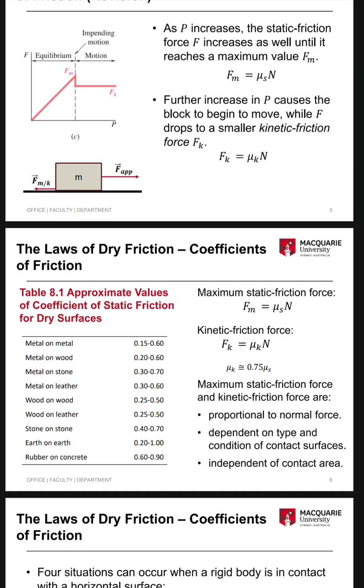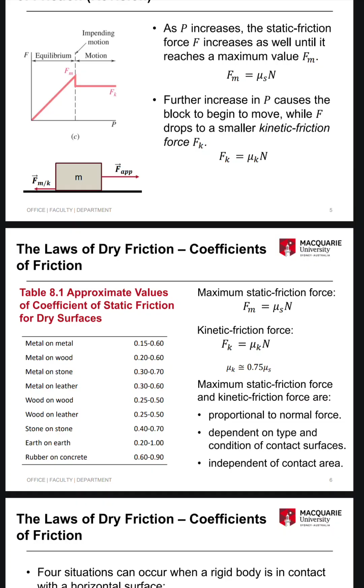The laws of dry friction, coefficients of friction. We can check the approximate values of coefficient of static friction for dry surfaces: metal on metal 0.15 to 0.6, metal on wood 0.2 to 0.6, metal on stone 0.37, metal on leather 0.36, wood on wood 0.25 to 0.5, wood on leather 0.25, stone 0.47, iron ore 0.2 to 1, rubber on concrete 0.6 to 0.9.